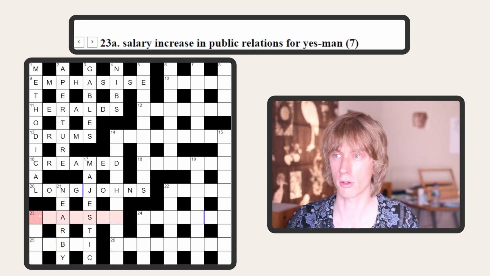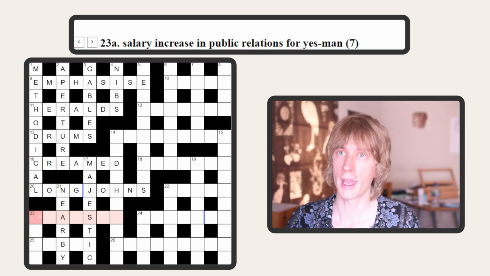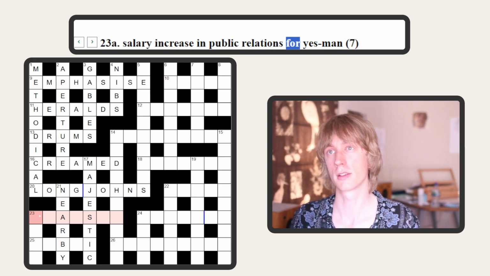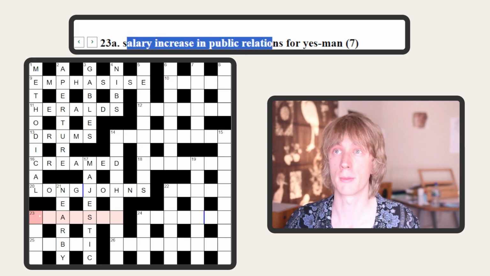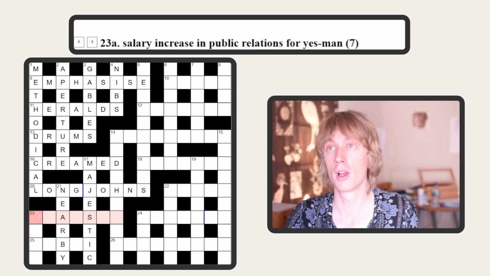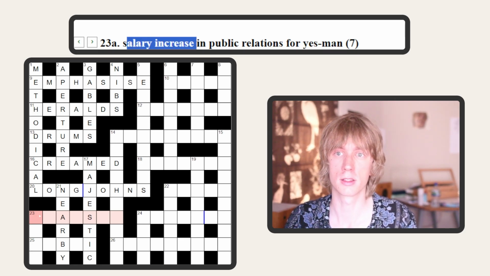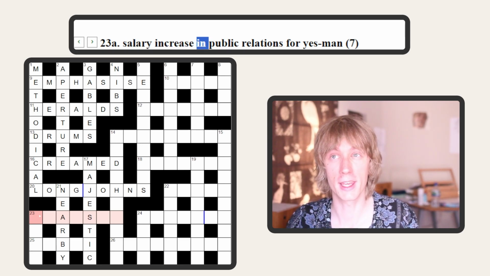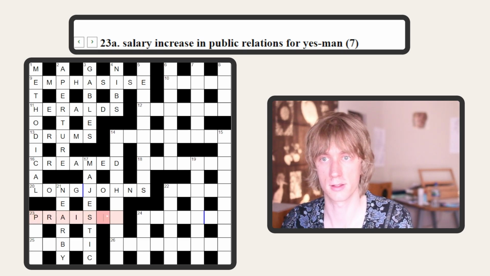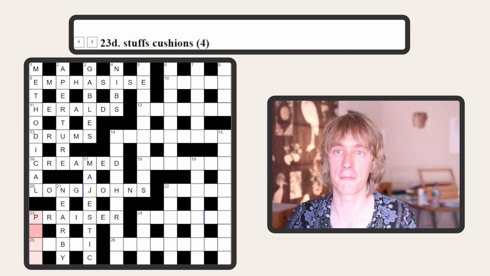All right, 23 across. Salary increase in public relations for yes man. Okay, well, for is what we call a link word, or it very often is. It's telling us that salary increase in public relations gives us, you need to solve that for a word for yes man. So a salary increase might be a raise. And if raise goes inside in public relations, PR, we get praiser. Raise inside PR. And someone who's a praiser is a yes man.